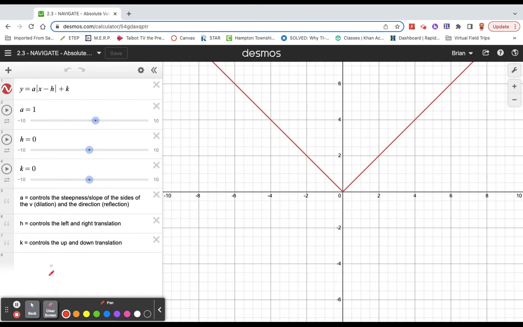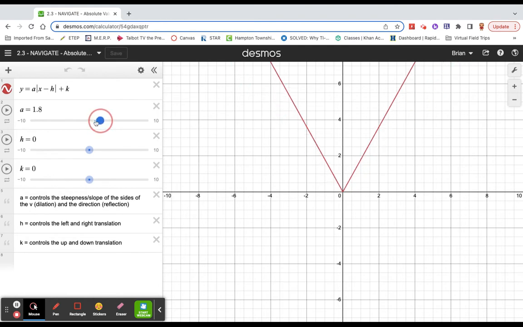The first one I want to look at is the a. Right now, we are set at the generic parent function. A is 1, there's no multiplication in front. H and k are both 0, there's no left and right translations. All we have is the generic parent function absolute value graph. As I adjust a, you'll notice that the graph gets steeper. That's what we should anticipate is happening.